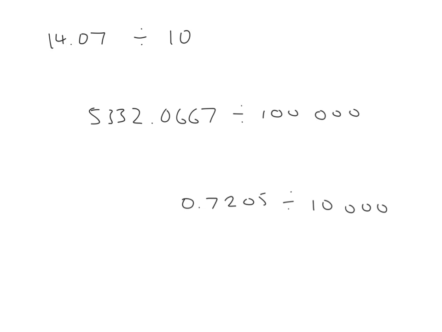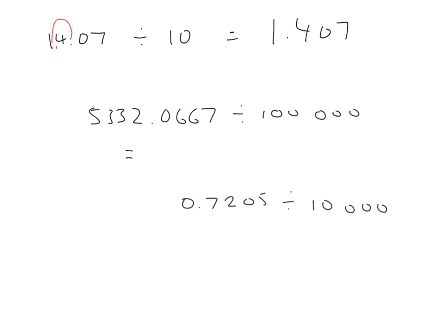So for example, 14.07 divided by 10, all we need to do is jump once from the decimal point left, once, because there's 1 0. So we'll just jump this way left, and the new decimal point will be here, so we can rewrite the question as 1.407.